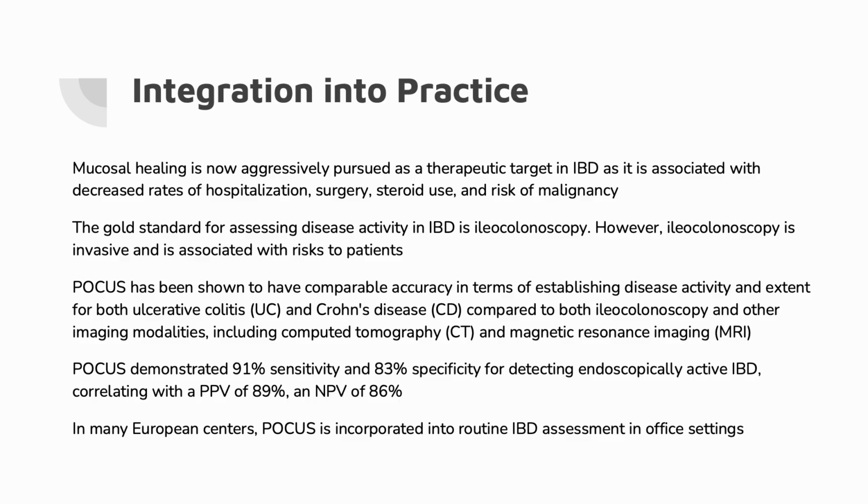POCUS has been shown to have comparable accuracy in terms of establishing disease activity and extent of both UC and Crohn's compared to the ileocolonoscopy, as well as other imaging modalities such as CT or MRI. POCUS has a 91% sensitivity, 83% specificity in detecting endoscopically active IBD, and that correlates with a PPV of 89% and an NPV of 86%. POCUS for IBD surveillance is very big in Europe right now, and they're using it in their clinical office settings. So I think this is something that's going to be more widely used in America.